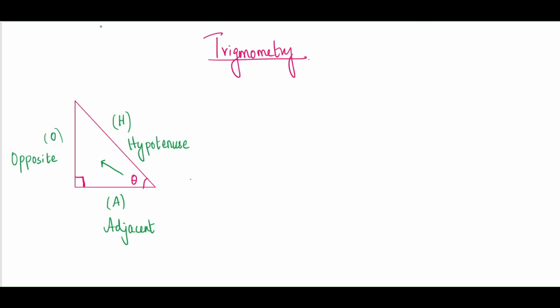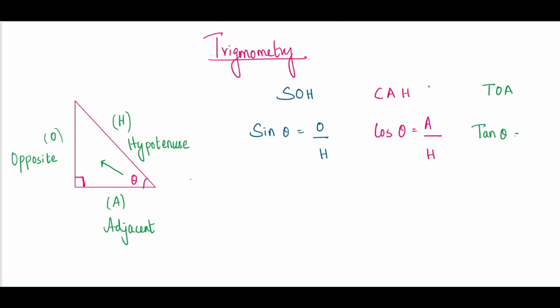And so in trigonometry, you'll come across this term called SOHCAHTOA, and it can be split into three different distinctions. SOH, where sine theta, theta being the angle, is equal to opposite over hypotenuse. CAH, which is cos theta, is equal to adjacent over hypotenuse. And TOA, where tan theta is equal to opposite over adjacent. And this forms SOHCAHTOA.